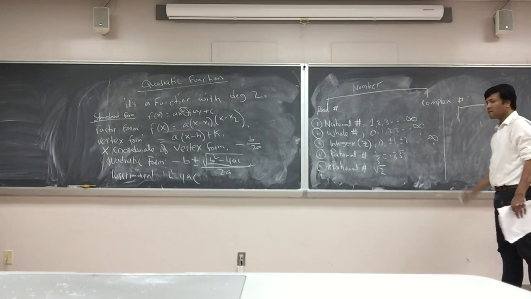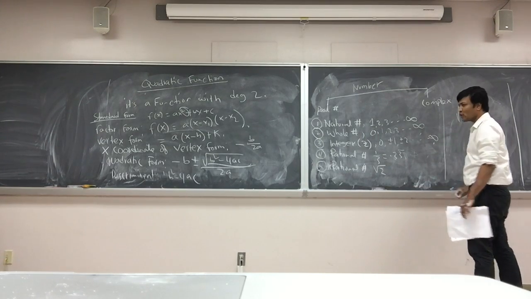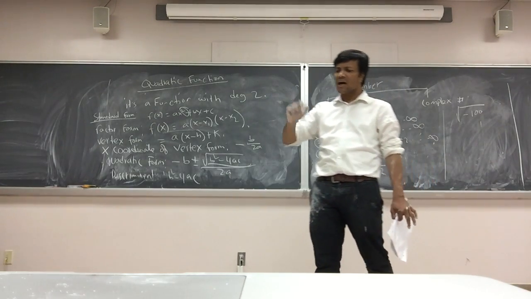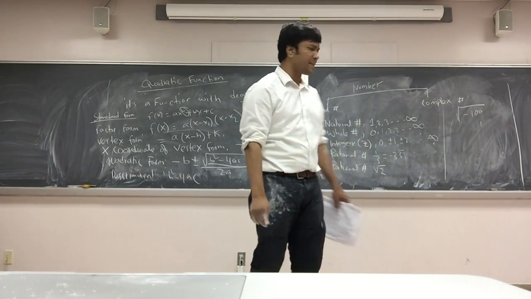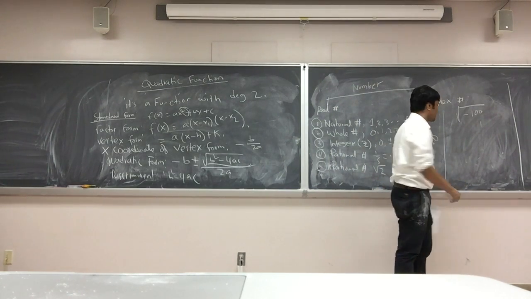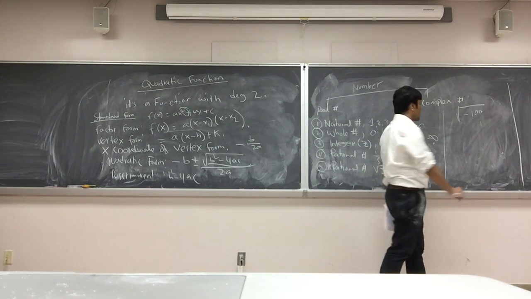Square root of negative something. Say square root of negative 100. Square root of negative 100 is not a real number. It has a part of real number, but it has also imaginary part. So let's separate the real part from the imaginary part.